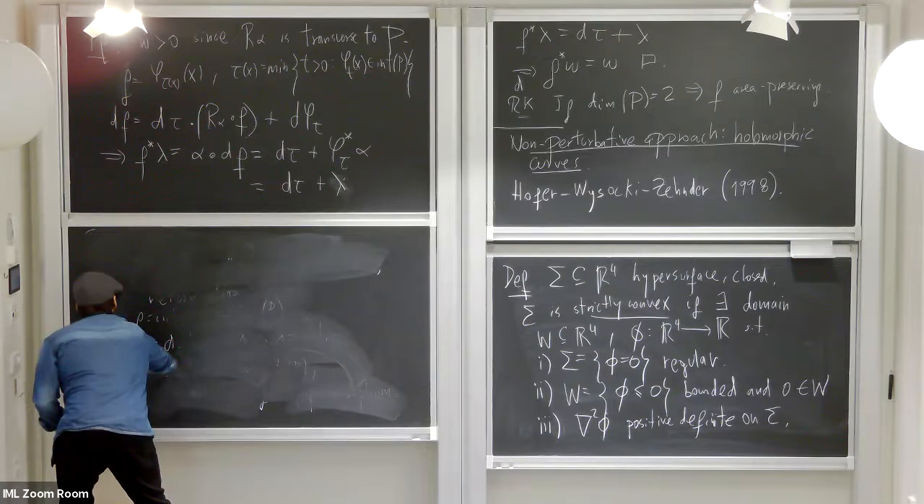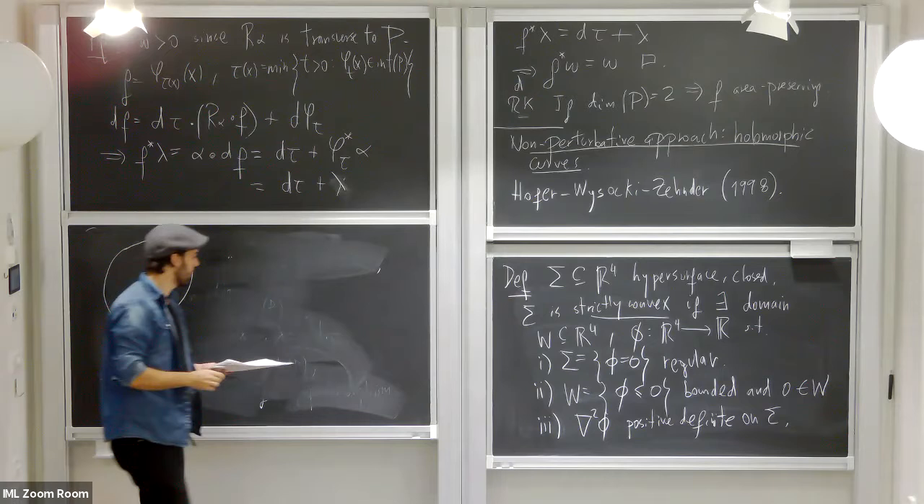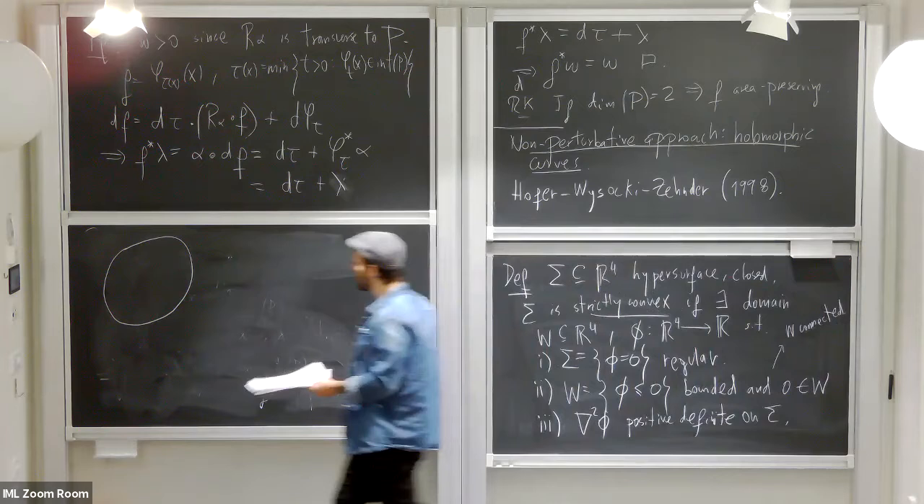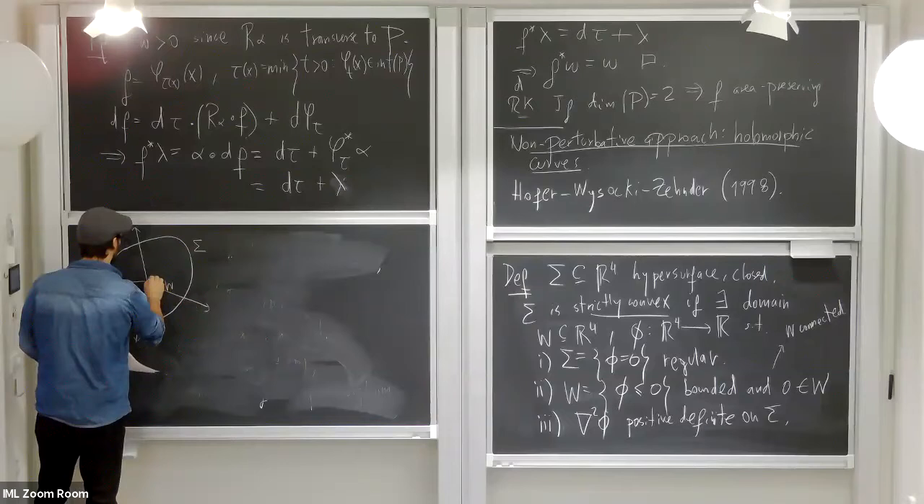So the picture is something like this. We have some subset that is connected. So the origin lies inside W, this is W, its boundary is precisely sigma, and the boundary is convex. So in particular, it is transverse to the radial direction in R4. So in other words, sigma is star-shaped.